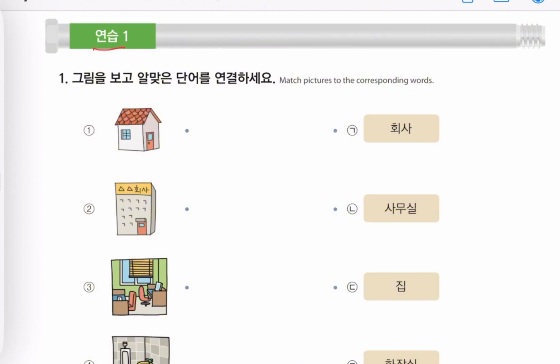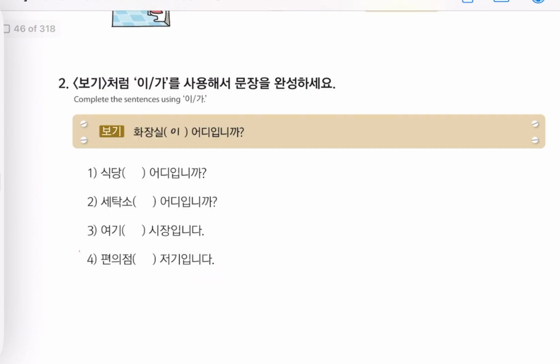연습 is practice. Now the answer is Chib, Hoesa, Hwajangshil and Samushil. Practice number 2. 보기. Bogi is example. Hwajangshil. We will add i and ga in these questions. So the last letter is a consonant, so we must add i.